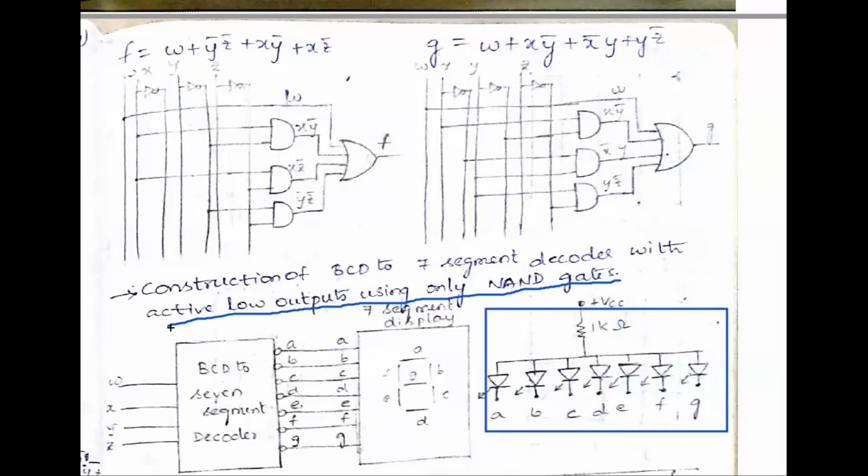ఇక్కడ నేను తీసుకునే decoder ఎలా తీసుకున్నాను. This decoder we have chosen is a 4 to 16 decoder with active low outputs, అంటే A, B, C, D, E, F, G మొత్తాన్ని కూడా active low లో తీసుకున్నాను. Okay, we are choosing active low. Here also we are taking the BCD numbers 0 to 9. For that we have taken W, X, Y, Z. The numbers greater than 9 we have to choose as don't care combinations.